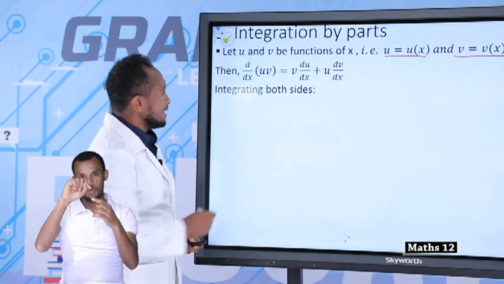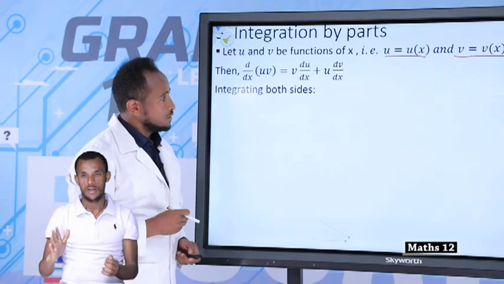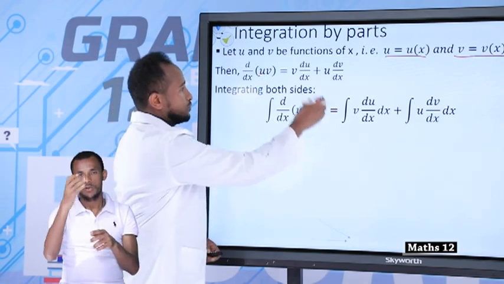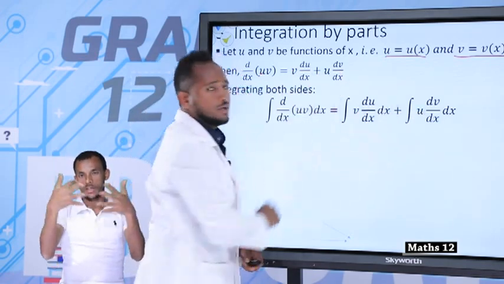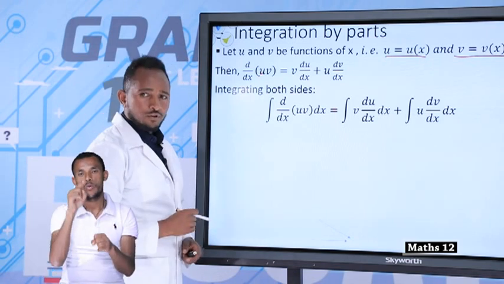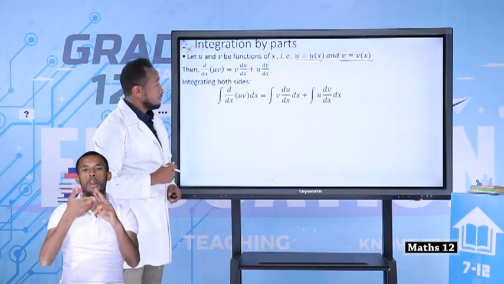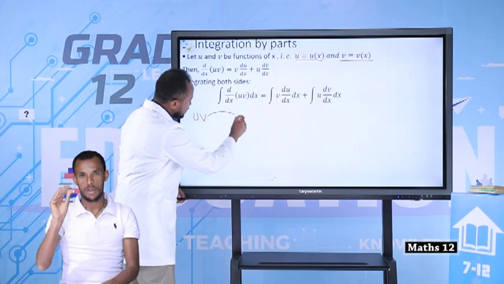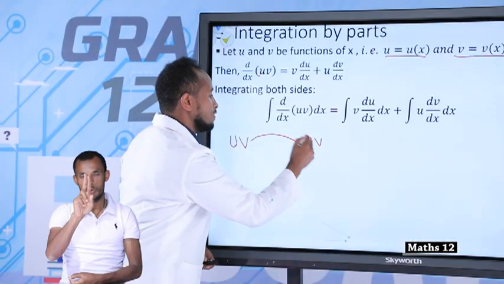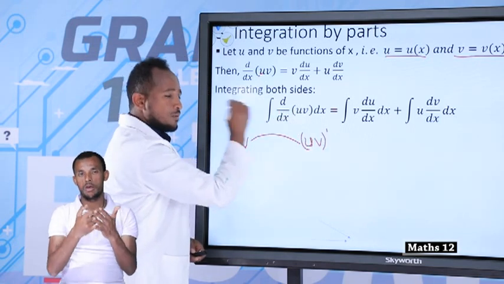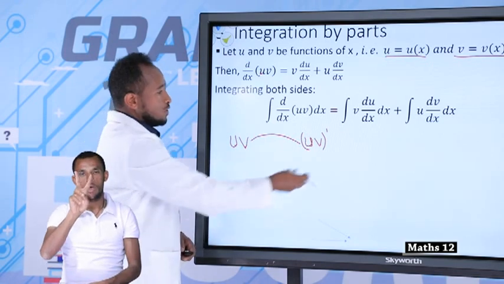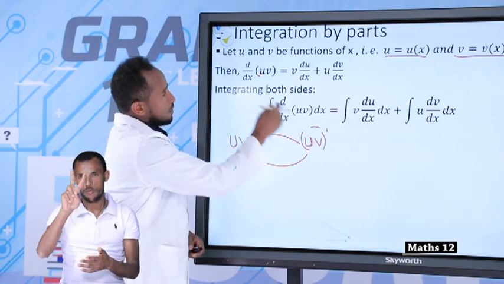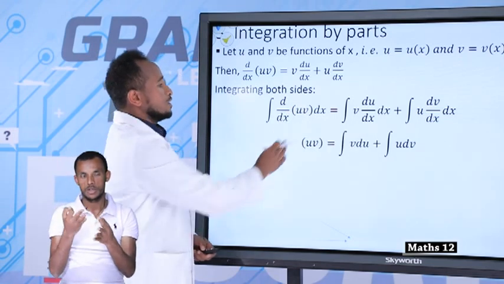To derive the formula, let's integrate both sides of this equation. When you integrate, you have the integration of d by dx of uv dx equal to the integration of this expression plus the integration of this one. If you remember, the integral is the reverse process of the derivative. You have u times v here, and its derivative is d by dx of uv. So the integral of this expression is simply the reverse process, which is uv.